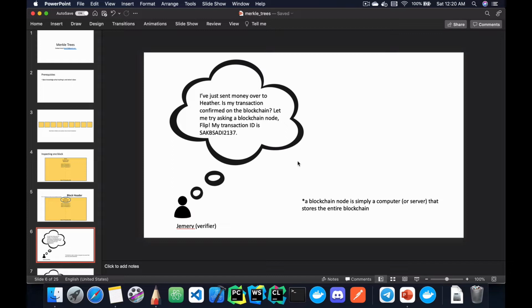Now, there's only one way to verify whether his transaction actually followed through, and that is by asking a blockchain node. And let's call this blockchain node Flip. Now, what is a blockchain node? A blockchain node is simply a computer that stores the entire blockchain since time immemorial. So basically, in other words, it stores the list of transactions all the way up to the very first transaction.